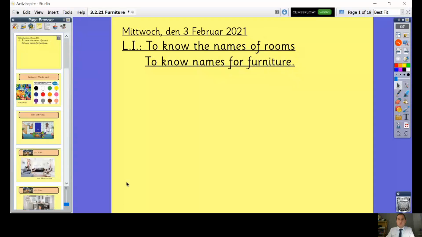And here is my screen. And yes, so it's Mittwoch, den 3. Februar 2021. Note as well, ordinal number of the third, dritte. Normally it would be drei, meaning 3, but dritte comes from the number drei. So 3. Februar 2021.